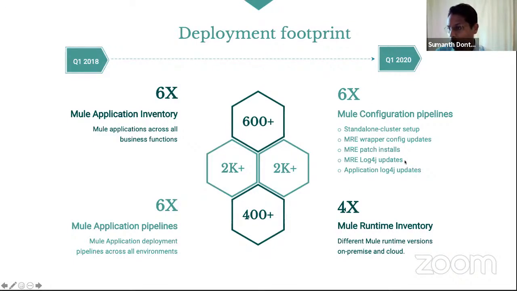we created all these automated pipelines: cluster setup, pushing wrapper config changes. If I want to push wrapper config changes globally, I should be able to do that. So that's for the wrapper config pipelines. And patches, we keep getting patches. Every cluster or every server has a unique requirement, and sometimes there's a global requirement. You could get a security patch or a vulnerability that you want to address. You should be able to push that much faster globally, right? And again, you could have different MRE versions, different cluster versions.